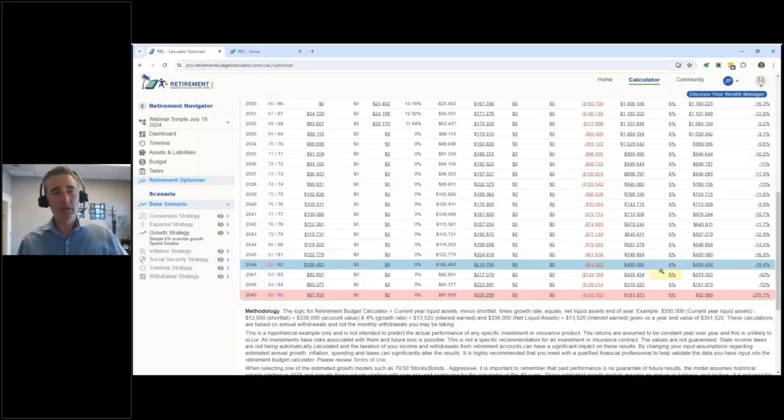Okay, so the good news about this is now we know not how much we want to earn, but how much we need to earn in order to make the numbers work. We have a target that we're shooting for. That can be very powerful.